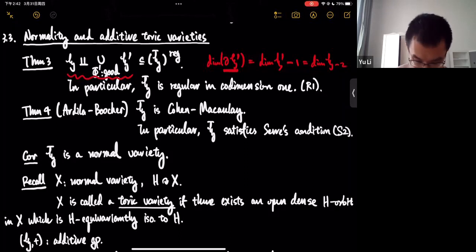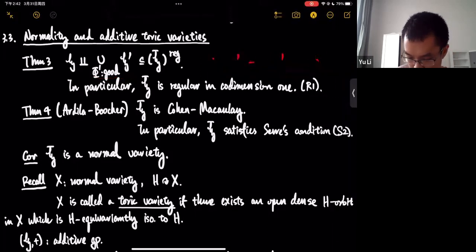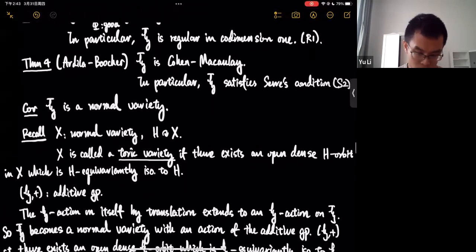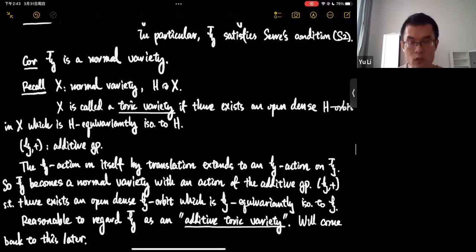And then combining our analysis of H bar above and a theorem due to Ardila and Boocher, one can show that the variety H bar is actually Cohen-Macaulay. So in particular, it satisfies S2. So now it satisfies R1 and S2, and as a corollary, it's a normal variety.